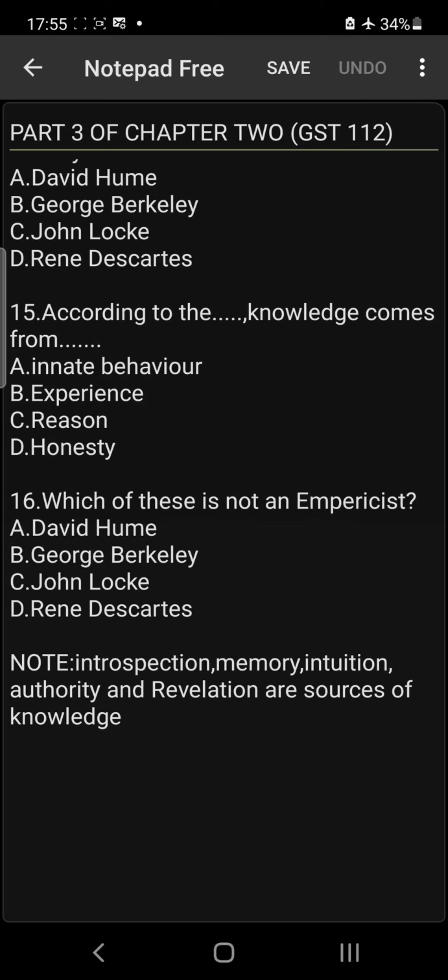Number 16, which of these is not an empiricist? Is it David Hume, George Berkeley, John Locke, or René Descartes? The answer is... Okay, what do you think the answer is? David Hume is an empiricist. John Locke is an empiricist. And what do you think the answer is? René Descartes is not an empiricist.